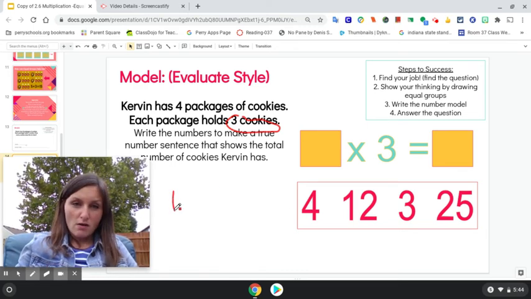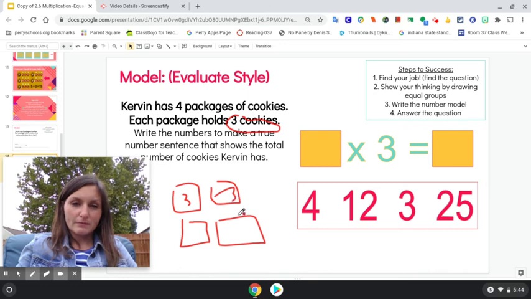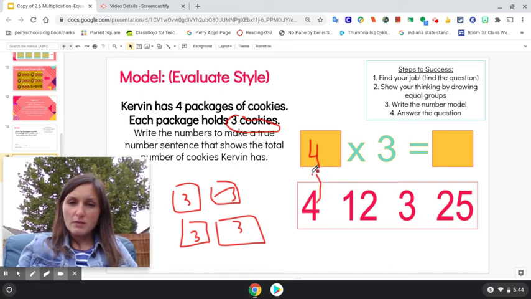So you could draw on Evaluate just like we did in the previous problem, right? Where you draw your 4 packages, okay? And you could draw your 3 in each one, and then you could solve this problem. So here, since I already have 3, I could put the 4. I would drag this 4 up to here. And same thing with my answer. My answer was 3, 3, 3, and 3. When you put those together, right, it equaled 12. So I would equal 12.